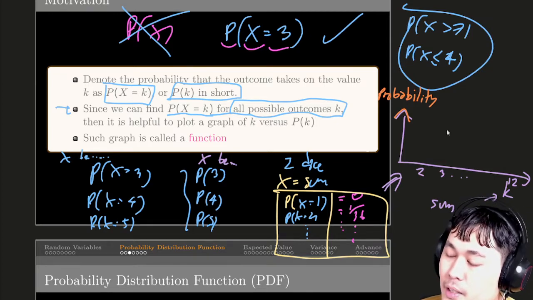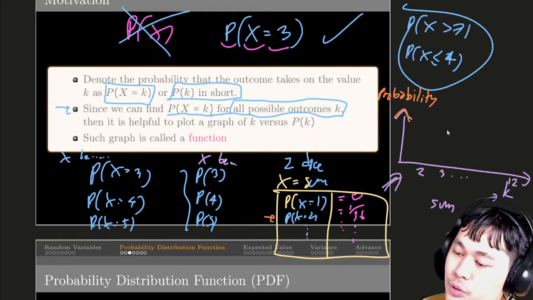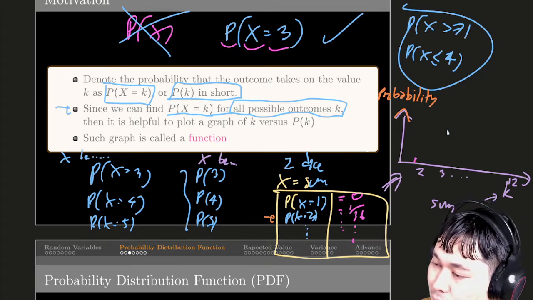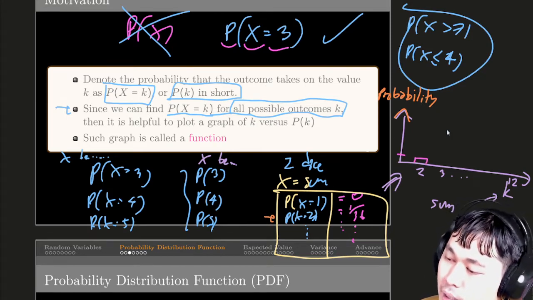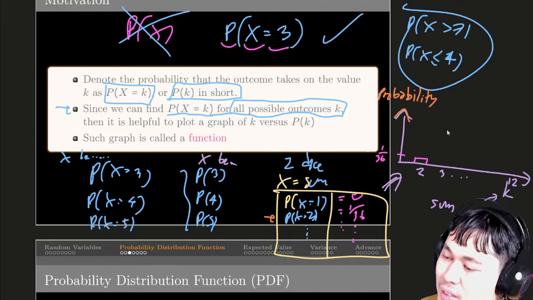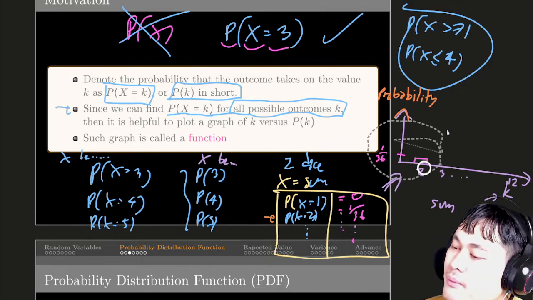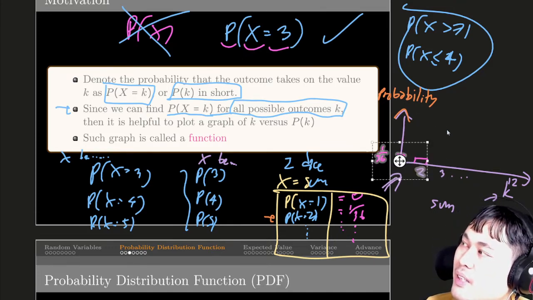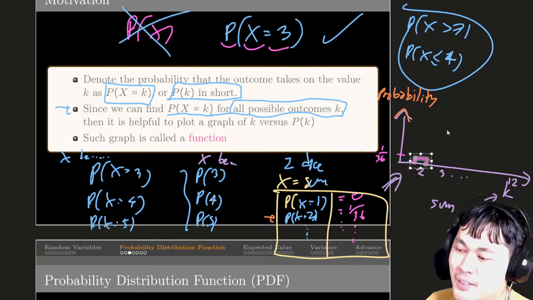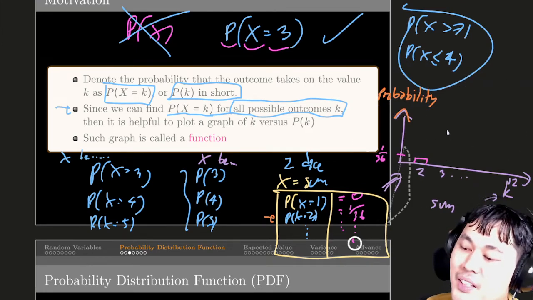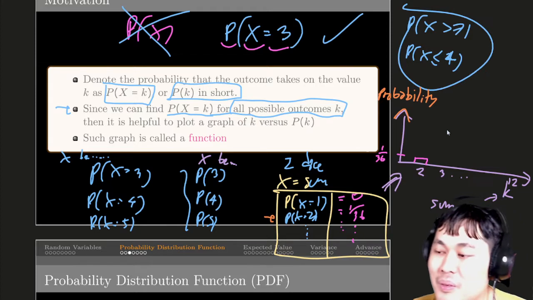Like for instance, if we know that the probability that the sum is 2 is 1 over 36, then we can write kind of like a bar chart. And this mark, or this tick, would be 1 over 36. But now, personally, I find this graph to be easier to read than the table of values.